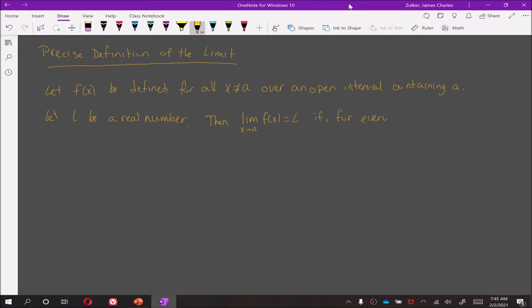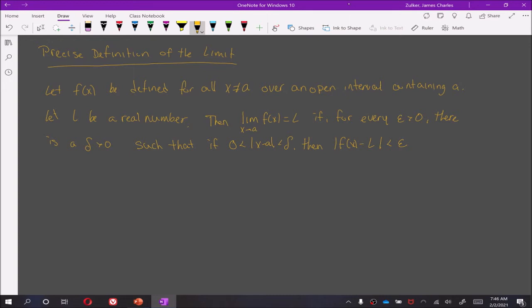for every epsilon greater than 0, there is a delta greater than 0, such that if 0 is less than the absolute value of x minus a, less than delta, then the absolute value of f of x minus L is less than epsilon.